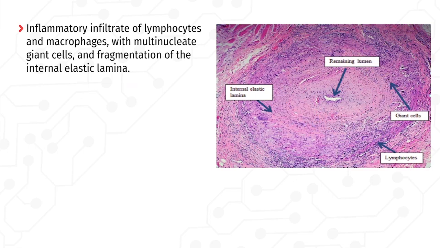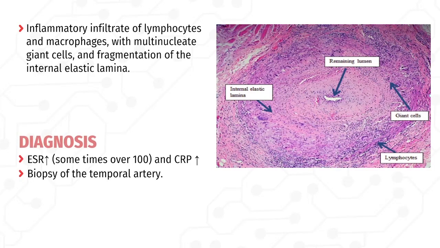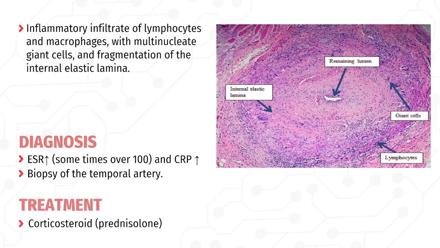internal elastic lamina. In the diagnosis, the blood test indicates elevated ESR levels, sometimes over 100 mm per hour, and C-reactive protein is also elevated, and by taking a biopsy of the temporal artery. Treatment is done by giving corticosteroids like prednisolone.